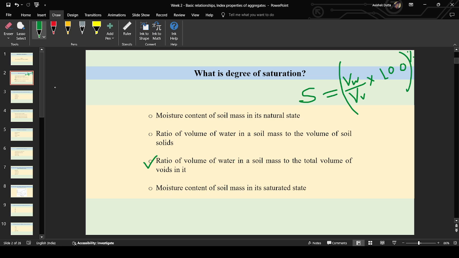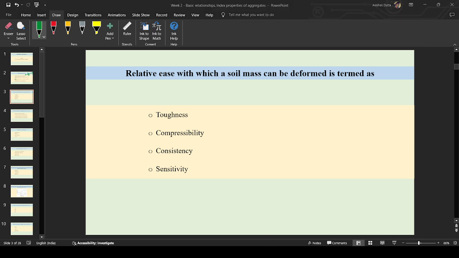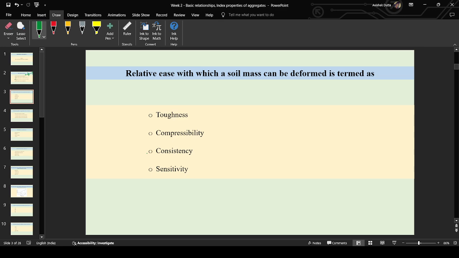Okay. Second question, relative ease with which a soil mass can be deformed is termed as. What is the answer? Consistency. Very good. Consistency is defined as the relative ease with which a soil mass can be deformed. Then what is toughness? What do you mean by toughness?